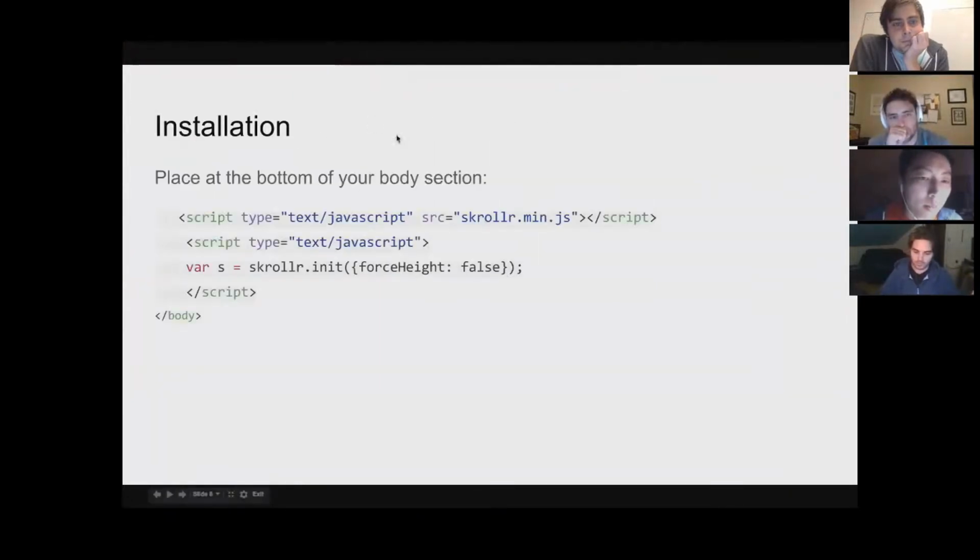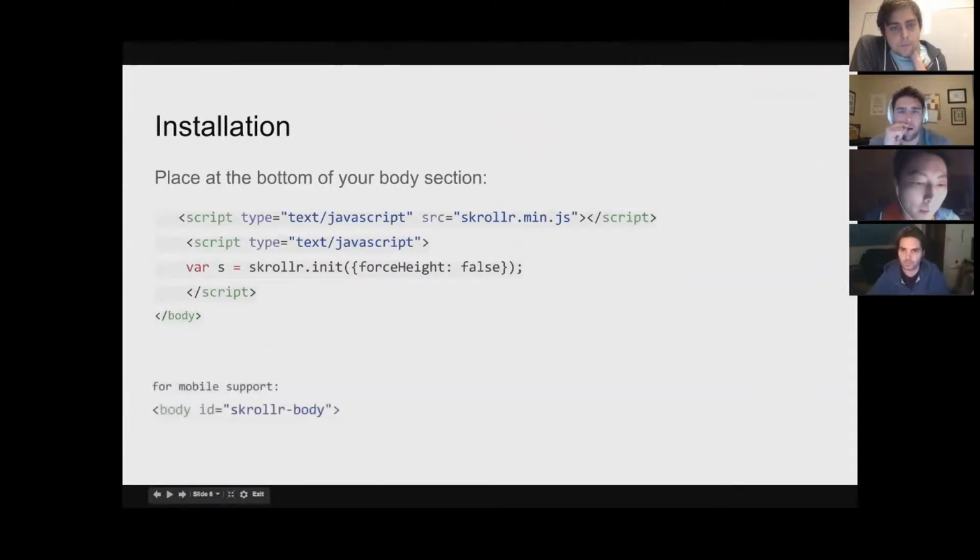So how do you install it? It's pretty simple. You just put this part of the script near the end of your body section. And for mobile support, you're going to want to add scroller-body to the body ID. The reason for that is that parallax scrolling doesn't really work very well on mobile. It's not very supported. So what they've done is create pseudo scrolling, where as you're moving the main element, it just scrolls it. It simulates scrolling, so it's kind of a hacky solution. You can read more into it if you want to support it on mobile.